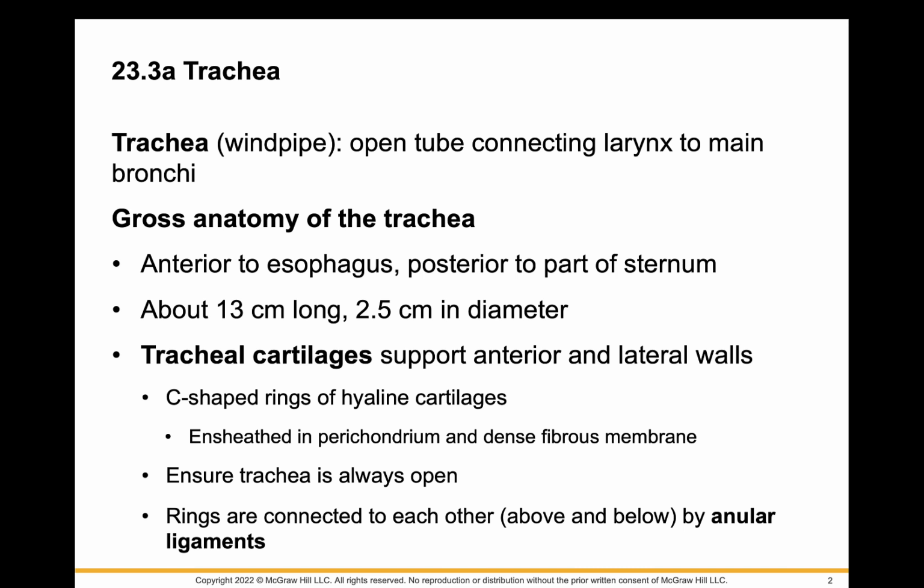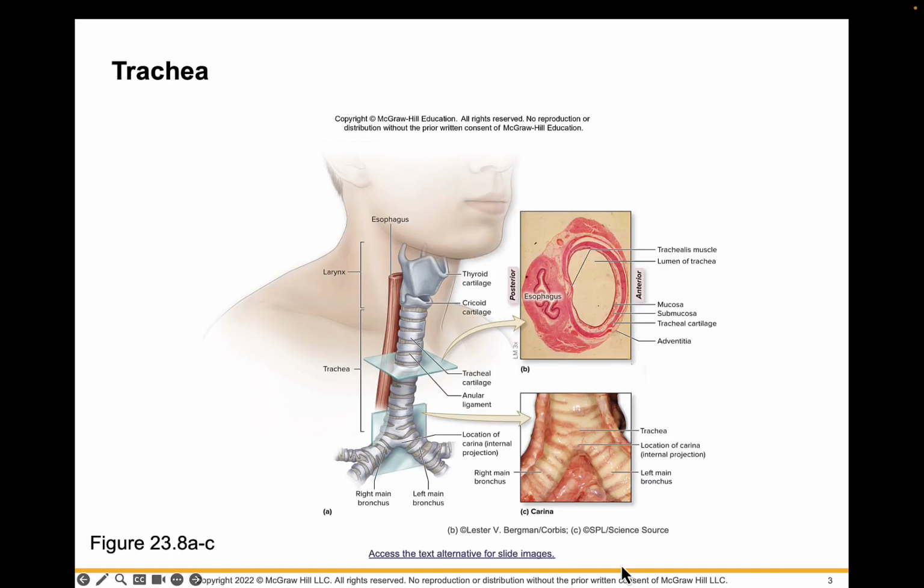They're ensheathed in perichondrium, a dense fibrous membrane, and the shape of this makes sure that the trachea is always open. The rings are connected to each other above and below by ligaments known as the annular ligaments. Here we can see, overall, the trachea is very characteristic as far as the cartilage, so lots of cartilage overall.